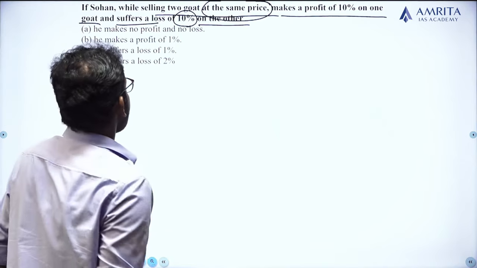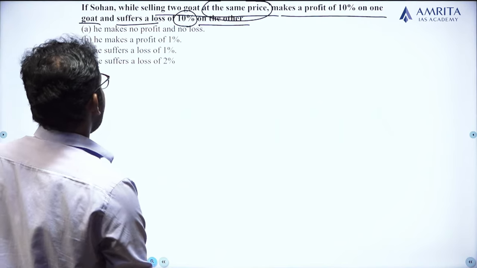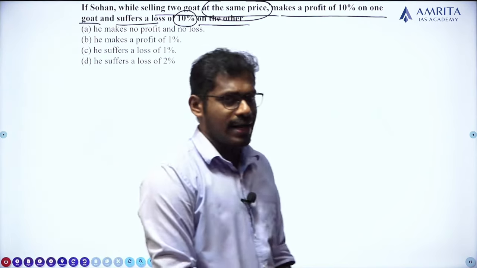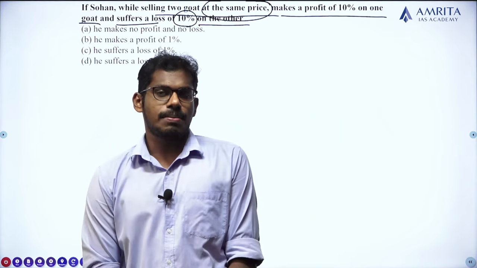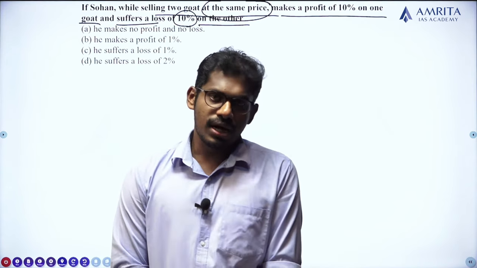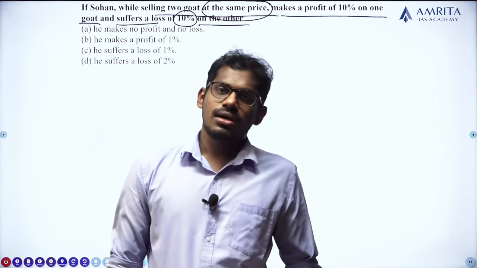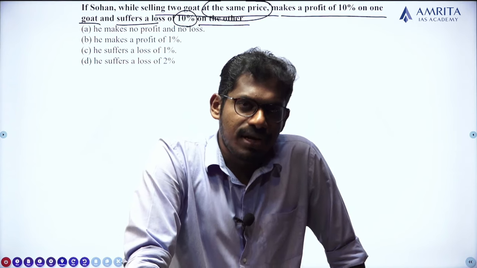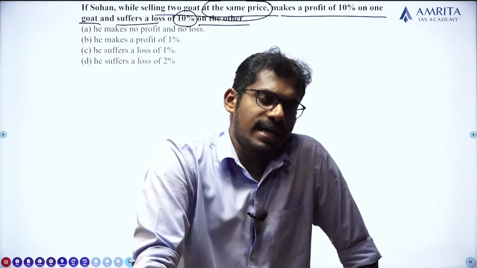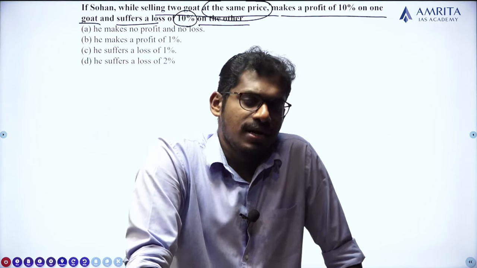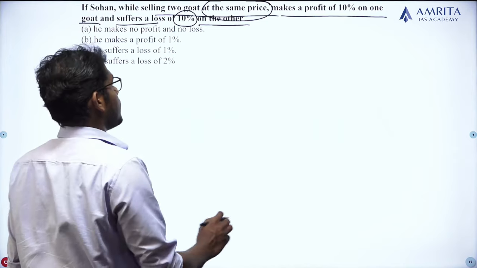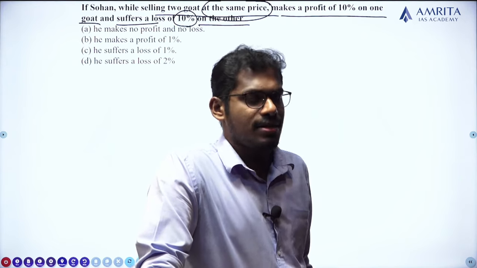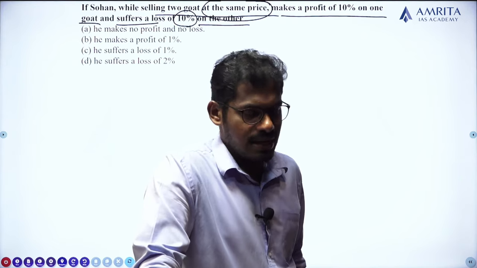Let me read the question once again. If Sohan, while selling two goats at the same price, so the selling price in both cases is the same. While selling one goat, he gets a profit of 10%. In the second case, he gets a loss of 10%. And the question says the selling price is the same in both cases, which means that the cost price is not the same. The cost price is different in both cases. Clear? Okay.